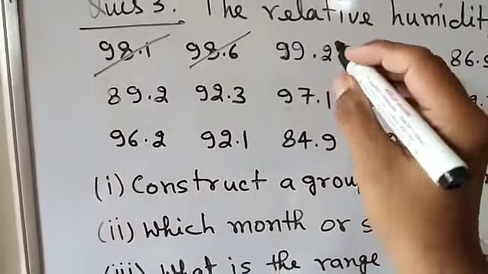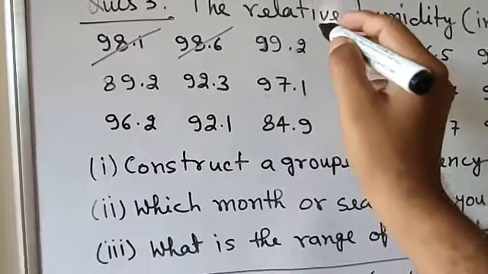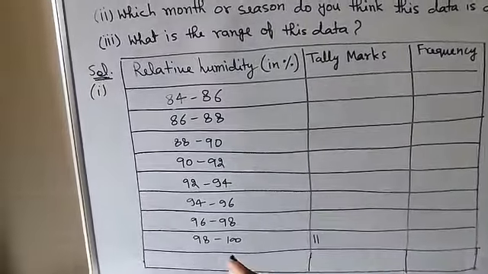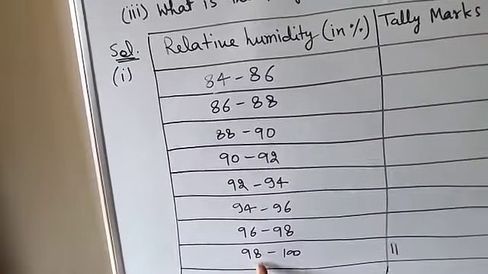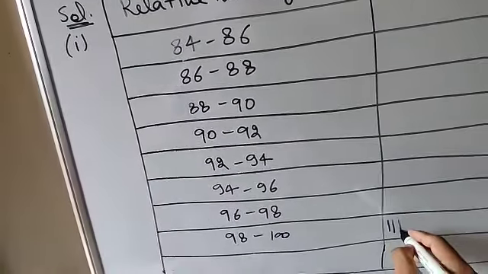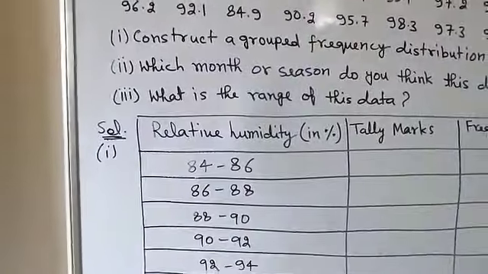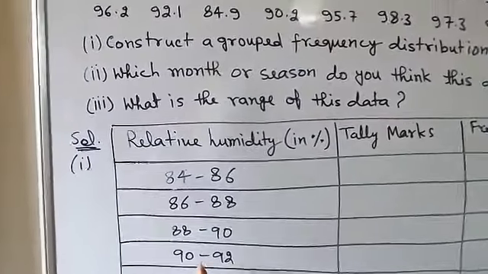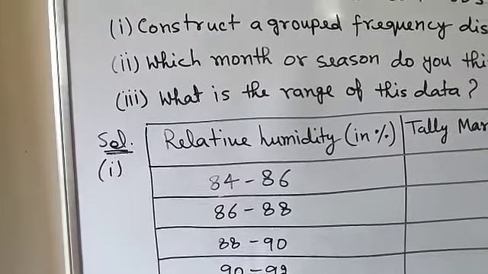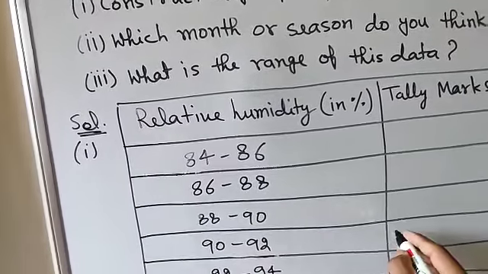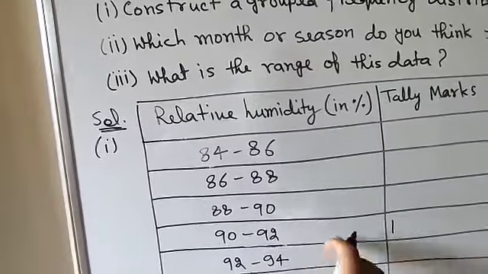Then 99.2, again you need to cut it here, and where will it be represented? Again it will exist between 98 to 100. Then next is 90.3, so cut that 90.3, and 90.3 is greater than 90 and less than 92, so it will exist between 90 to 92, so it will go here.